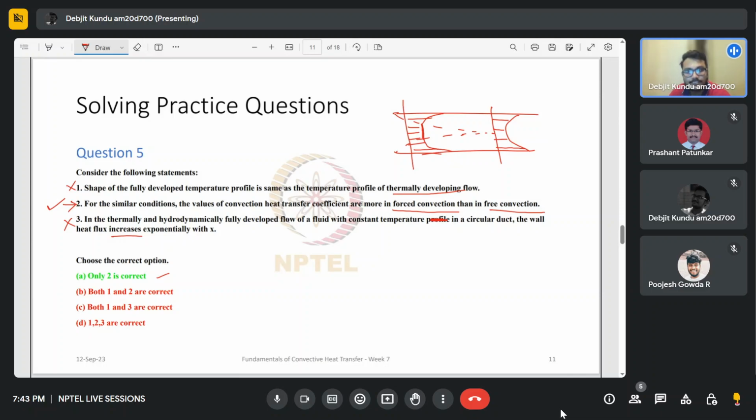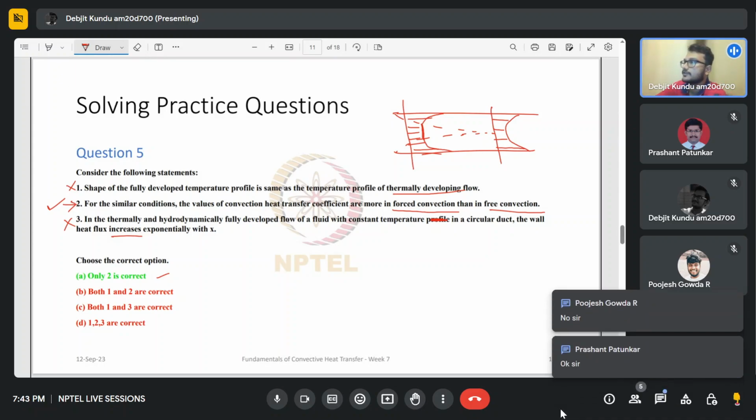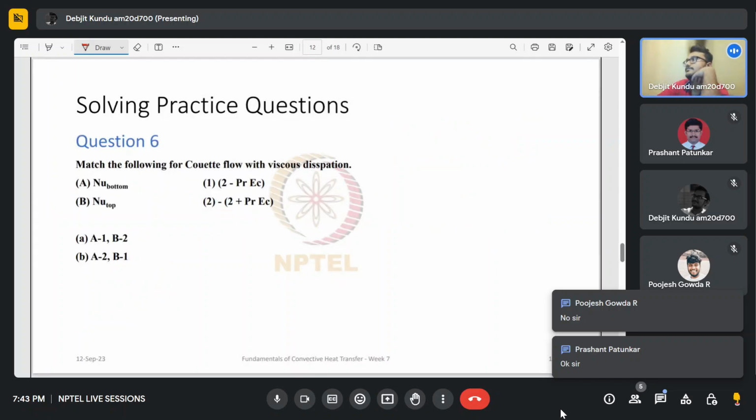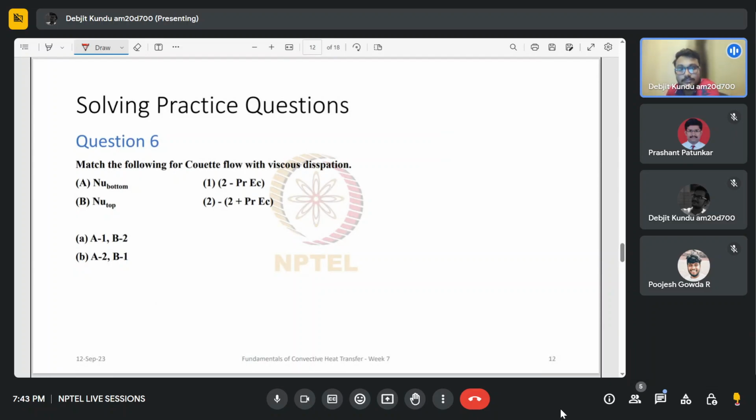Okay. Any questions regarding this? Okay. So then we will keep moving on. We will move on to question number 6 of today's session, which is asking us to match the following for Couette flow with viscous dissipation. So for Couette flow with viscous dissipation, we had derived the expressions for Nusselt number for both the top wall as well as the bottom wall. Now mind you, the top wall is the one that is moving with a velocity u, and the bottom wall is stationary. So it's something like this.